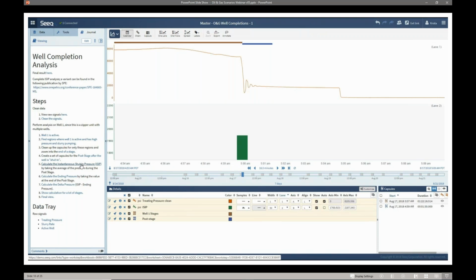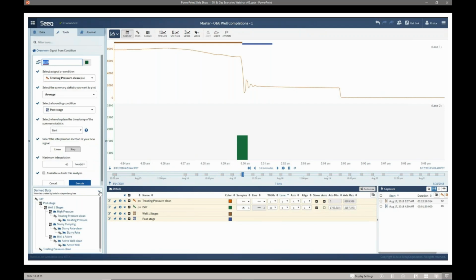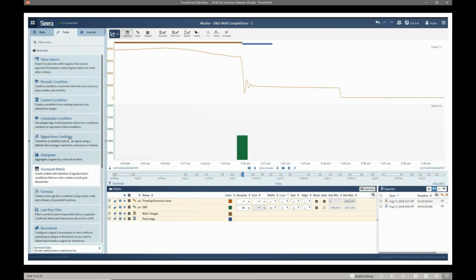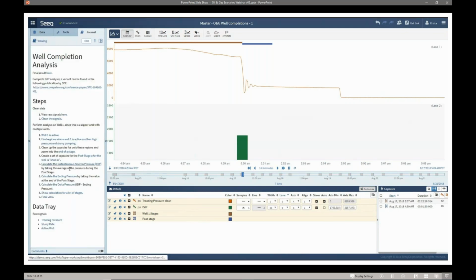The first calculation I'll do is to calculate an instantaneous shut-in pressure. To do this, I'll use my signal from condition. In particular here, I'll look at that treating pressure. I'm going to take an average across that post-stage period, and that's what I'll define as my instantaneous shut-in pressure. I could alternatively use other various statistics here to identify and quantify what the pressure is doing during that particular capsule.